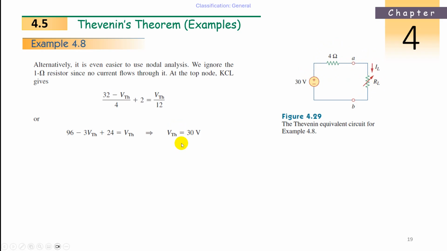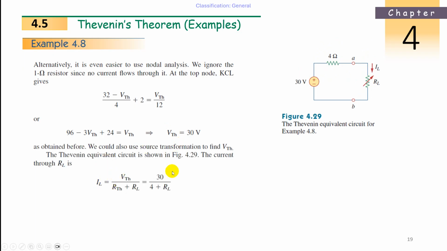So the IL equation we can write as VThevenin divided by the total resistance, so VThevenin by RThevenin plus RL. So 30 divided by 4 plus RL. Now every time you can find RL. What is IL when RL equals 6? 6 plus 4, 10. That is 30 volts over 10, 3 amperes.